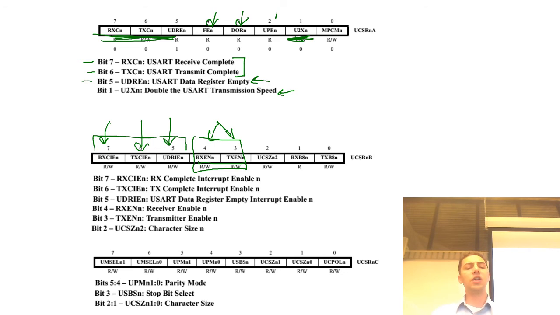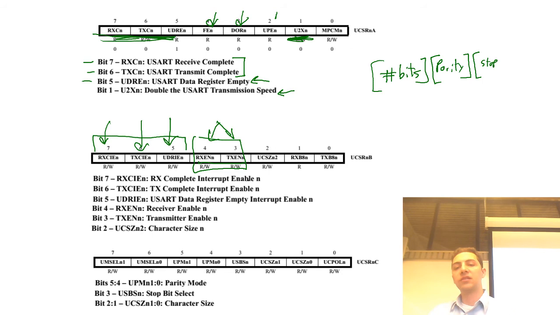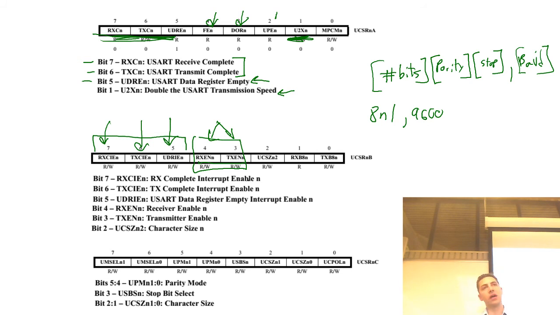Okay, the rest of this is really all about setting up your frame specification. Your frame specification is usually set up as number of bits, parity type, and stop bits, usually with a comma or something, and then baud. Baud stands for bits per second. A fairly common frame setup you'll see is 8N1 9600, which stands for 8 data bits, no parity, 1 stop bit, at 9600 bits per second.